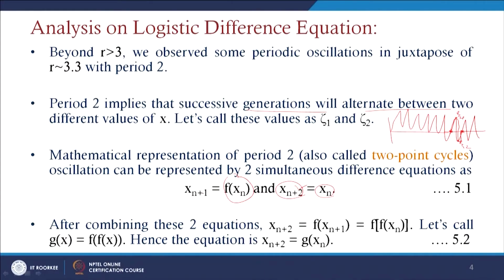And after combining these two equations, especially if you see here, x_{n+2} can be written as f of f of x_n, since x_{n+1} equals f of x_n here.